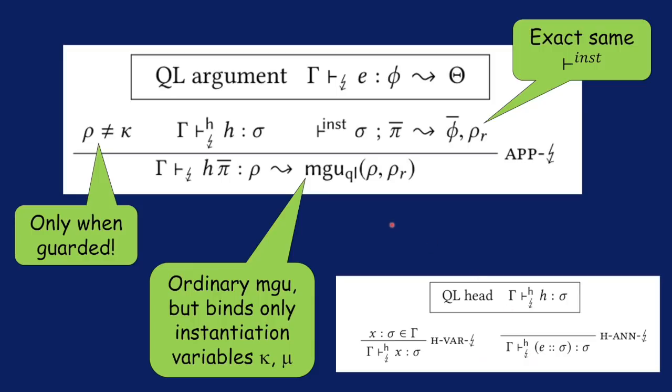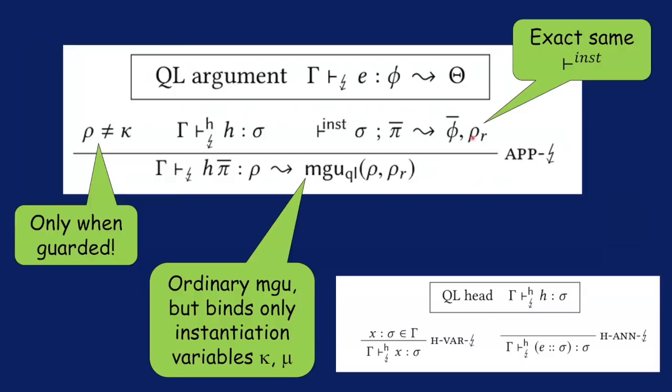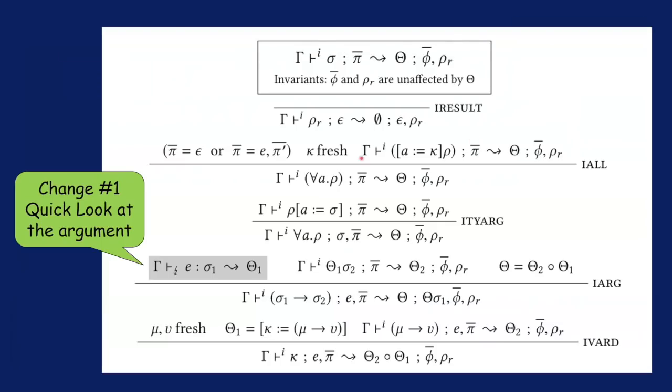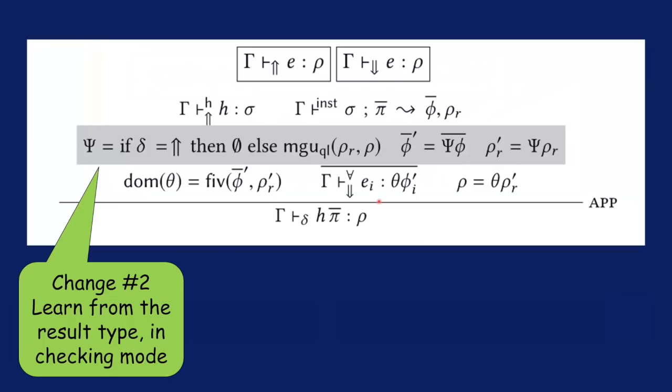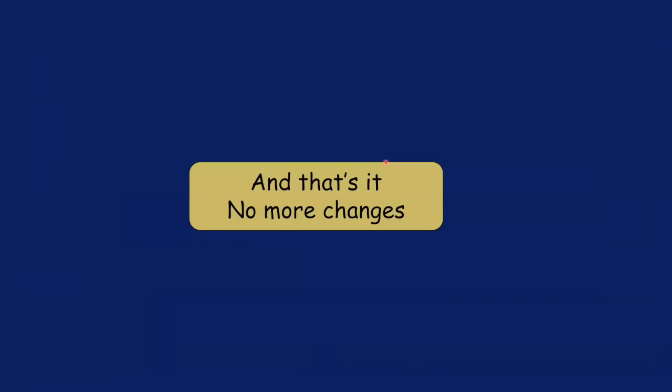And the last new bit I need to show you is what changes in the app rule. Here is the application rule. The top line and the bottom line of premises is unchanged. The only thing that changes is this middle line, which is the thing that exploits the quick look on the result of the function call. So this bit on this slide is the quick look on the arguments. This bit on this slide is quick look on the result. And that's it. And I've shown you almost all the other judgments that are necessary as well. So there's really not much to do. It's surprisingly simple.